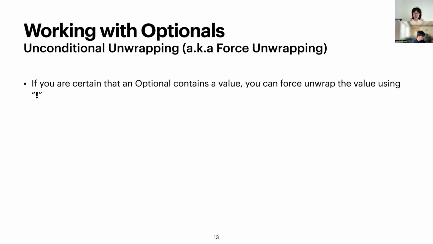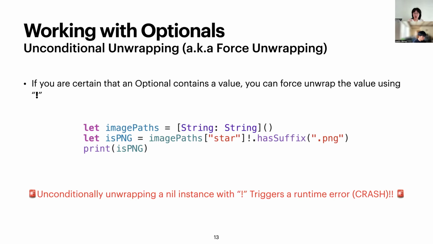So force unwrapping means using an exclamation mark to pull the value out directly. You should only do this when you are completely sure the optional is not nil. If you're wrong, your app crashes at runtime. So this is one that looks convenient but can burn you very fast.